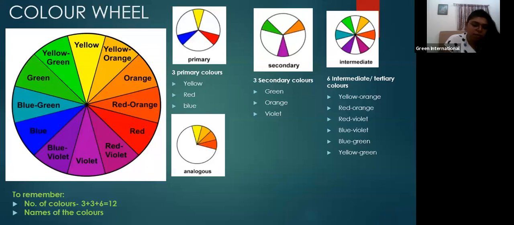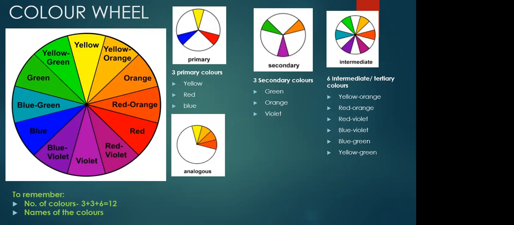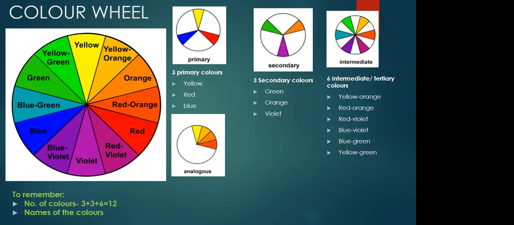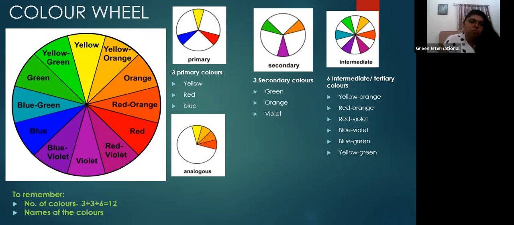Okay. Does anybody know about analogous colors? The warm combination of 4 colors. Sorry, Labibe, what did you say? They are the warm colors. No. Combination of colors. Do you know what are analogous colors?